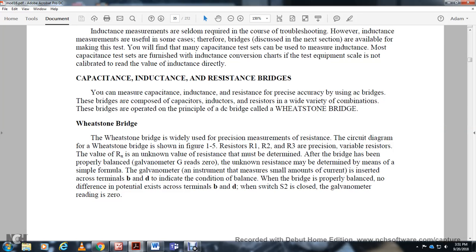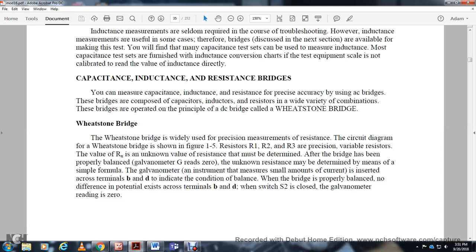The Wheatstone bridge is used for precision measurement of resistance. The circuit diagram of the Wheatstone bridge is shown in figure 1.5, with resistors 1, 2, and 3 being precision variable resistors, and the unknown resistance to be determined. The bridge is balanced when the galvanometer G reads 0.